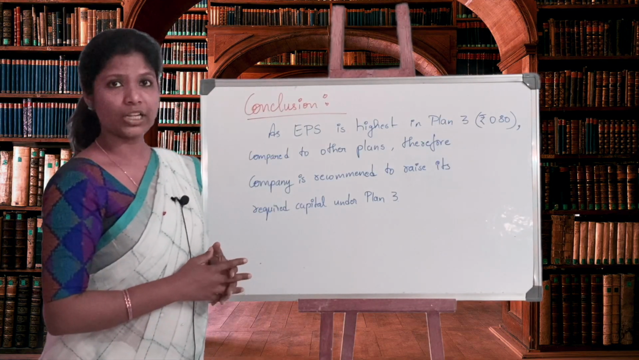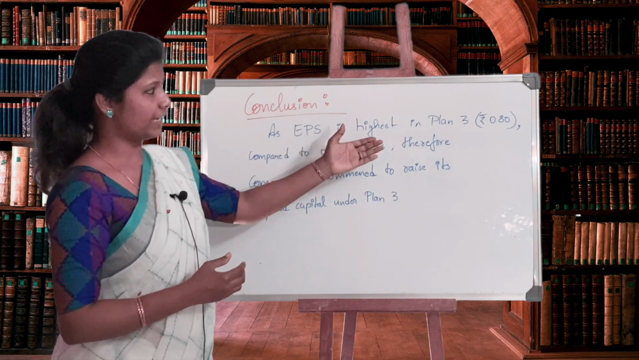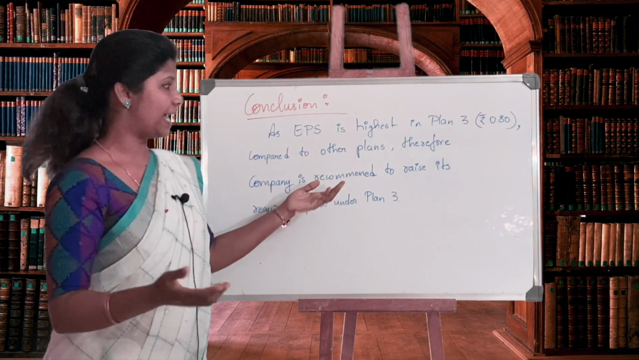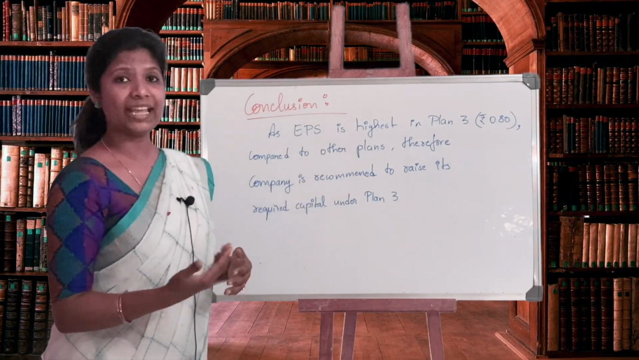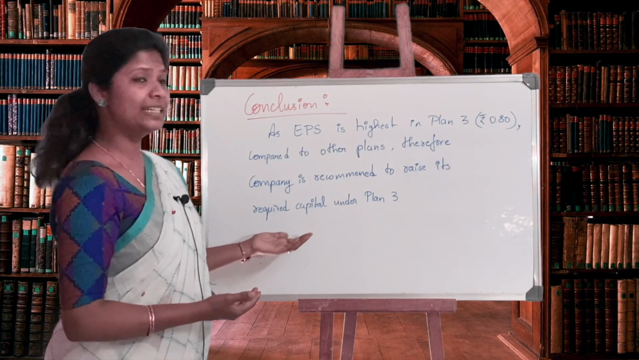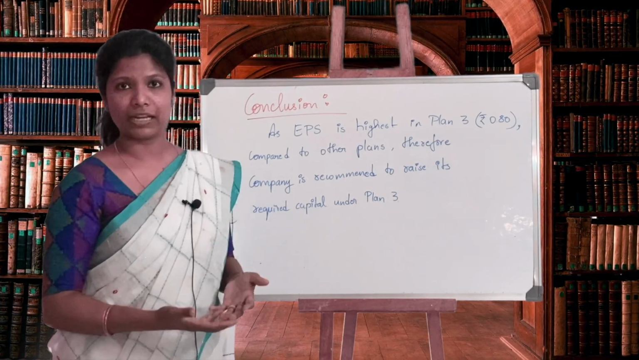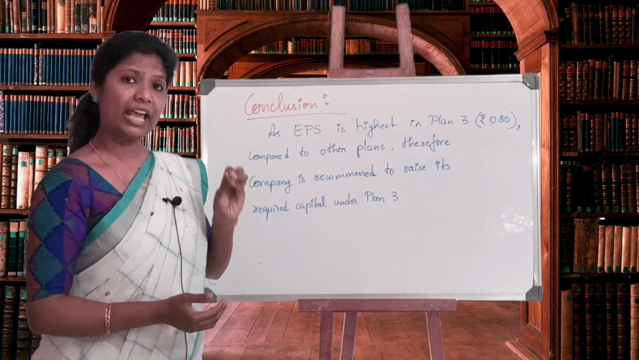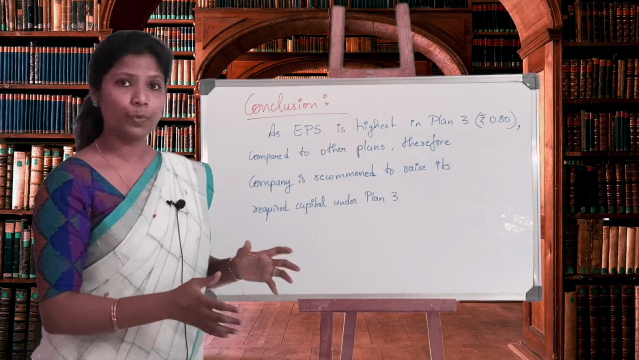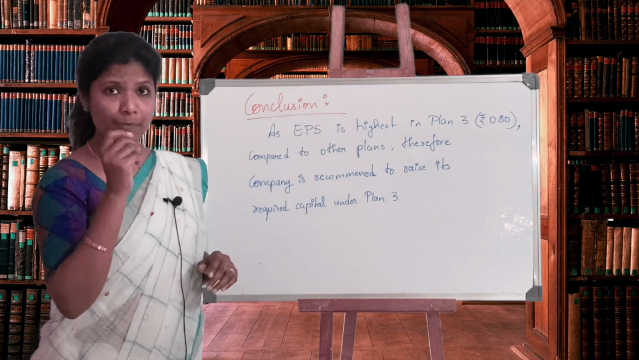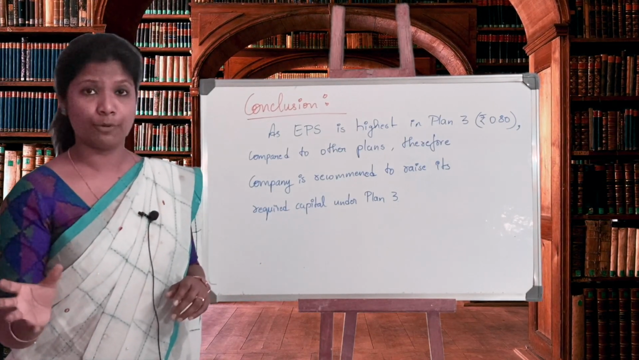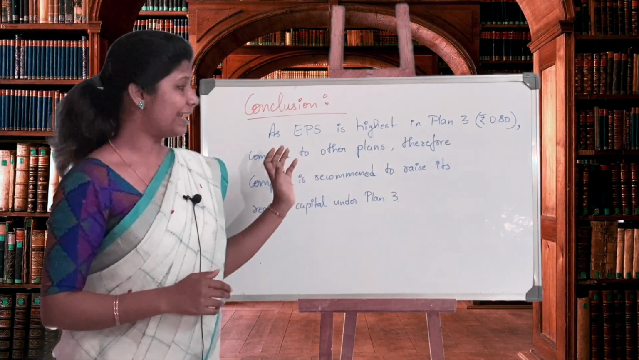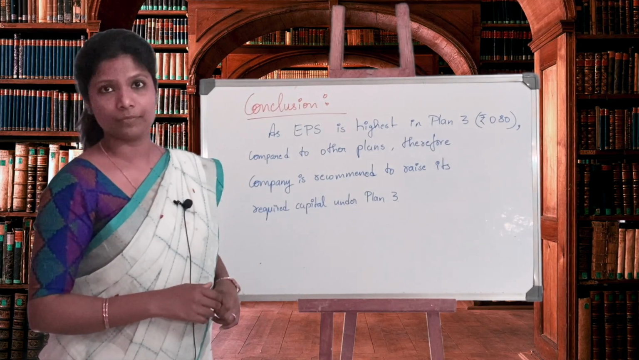So this is the conclusion that you will have to be writing. As EPS is highest in plan 3, standing at 0.80 compared to all the other 3 plans, therefore the company is recommended to raise its needed capital using plan number 3. So this must be your structure or conclusion statement for every single question. Once you're solving the income statement, for every question you have to observe which plan is giving you the maximum income or the maximum benefit per equity shareholder. You have to mention that plan and write the statement as a conclusion for every single question.